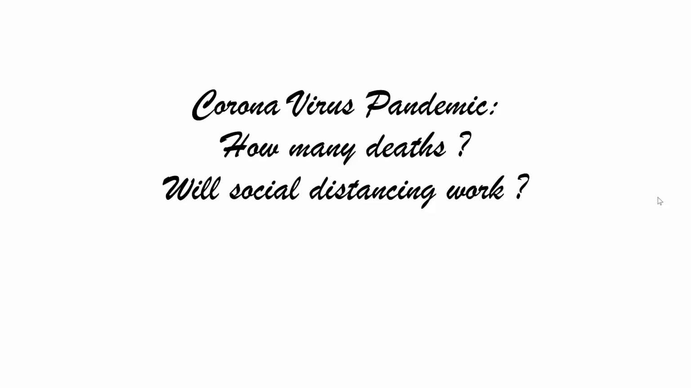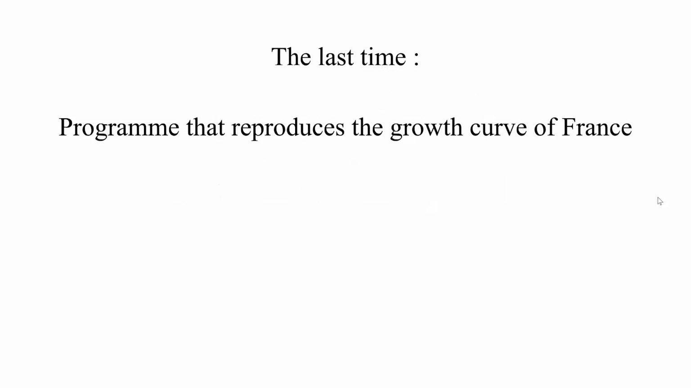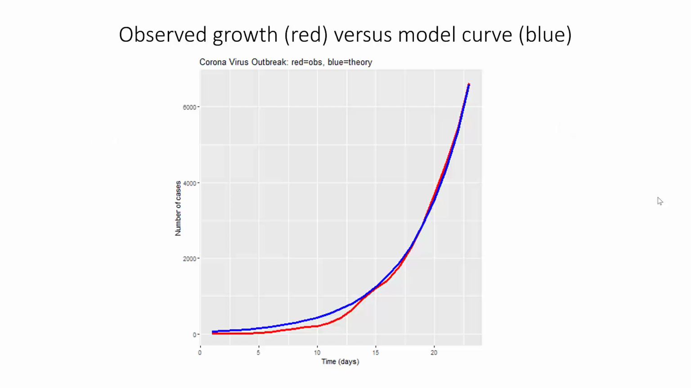This is a continuation of the previous video where we've developed a mathematical model. We're not going to have any sophisticated mathematics in this, but we will be running the program and looking at a lot of the results and implications. So the last time we wrote a program that produces the growth curve of the French epidemic. We'll be looking at that in more detail, the program.